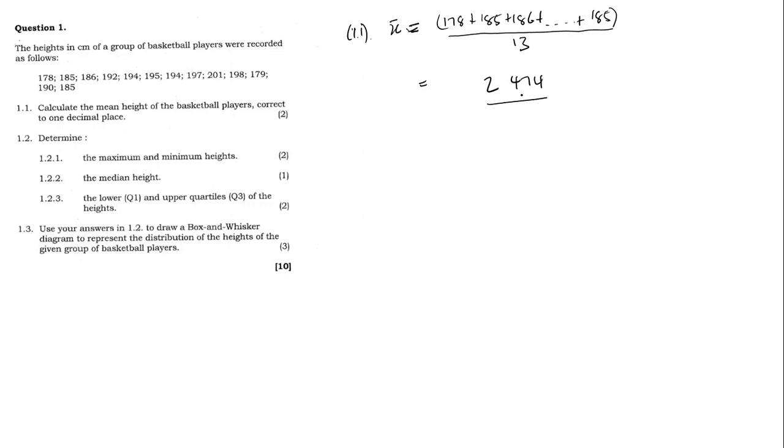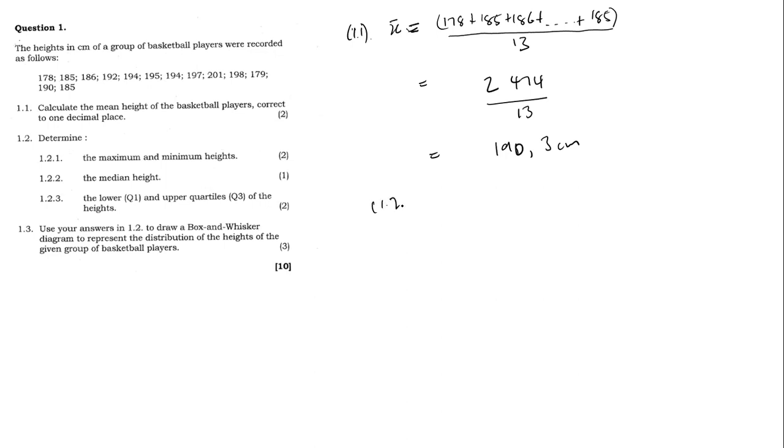And then we get 2,474 to divide by the total number, which is 13. And therefore our calculator answer, divide by 13, and then we get 190 comma, they say to one decimal place, okay, comma 3 centimeters. So also take note of your units. You are provided the height in units, so it is best advisable to always write your answer with the units provided, okay? That's how we solve number 1.1.